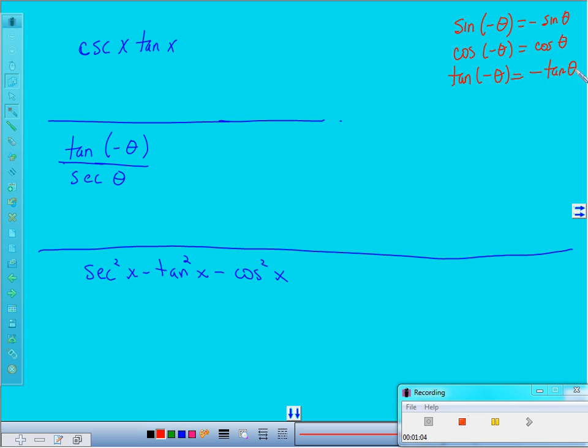Okay, what they want you to do is they want you to simplify these problems. The beauty of trig identities is that it lets you simplify complex expressions and make them simpler. That's the purpose.